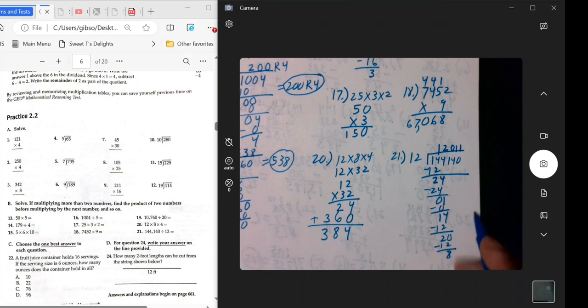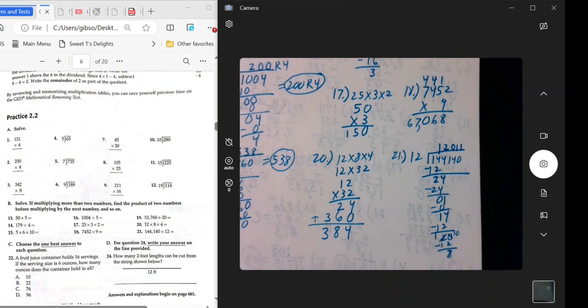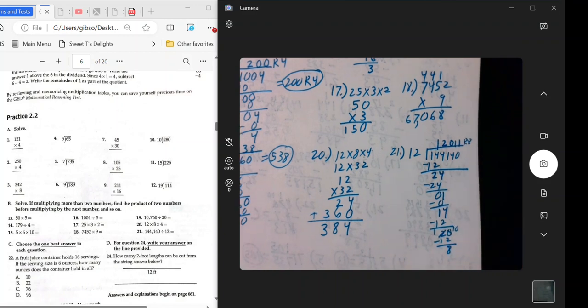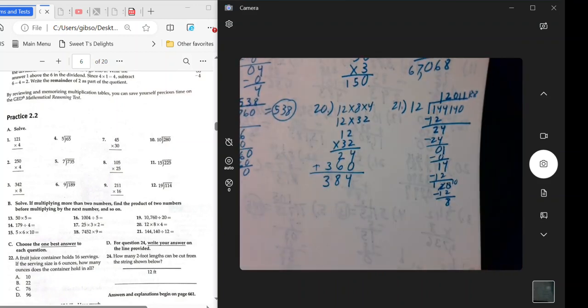And we can show our subtraction. We cannot subtract 2 from 0. So we'll borrow 1 from the 2. And then 0 becomes 10. 10 minus 2 is 8. 1 minus 1 is 0. So we have 12,011 with the remainder of 8. So our final answer, I'll write it here, equals 12,011, remainder 8. That would be our final answer for this problem.